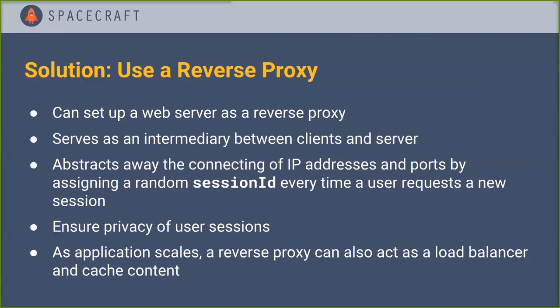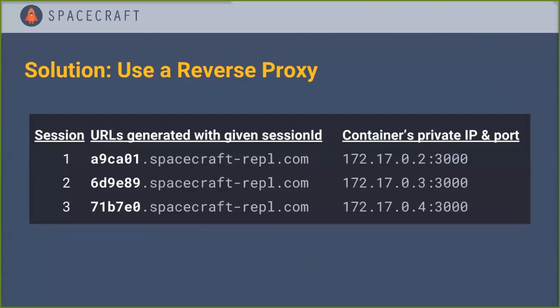Additionally, the reverse proxy is a bonus to us because as we scale our project and add more servers on the back end, the proxy can serve as a load balancer. It can take a lot of user requests and evenly distribute them amongst all the servers, so not one server is getting too overloaded. It can also cache content if we need to. And here is that updated table where we have those three sessions, but now we have this random session ID in front of each. As you can see, it's a lot harder to guess each of those to get into a different session.